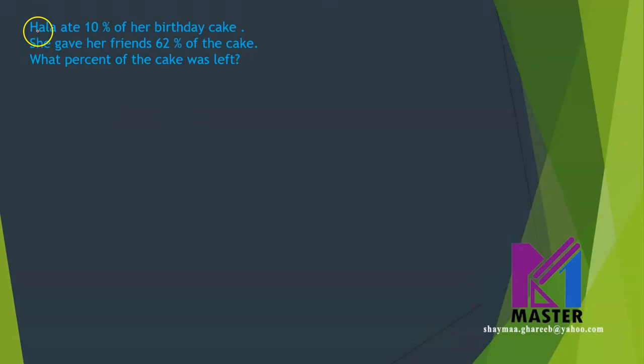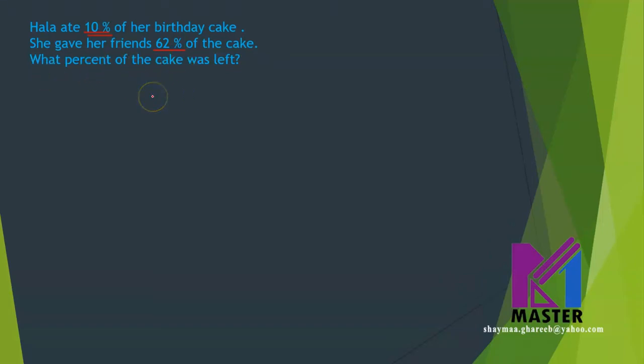Now let's read this question together. Hala ate 10% of her birthday cake. So this is the first information, that she ate 10% of her birthday cake. She gave her friends 62% of the cake. What percent of the cake was left?